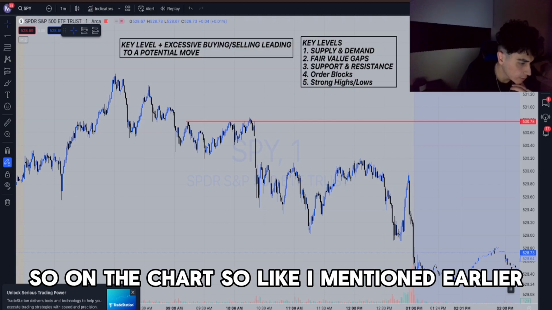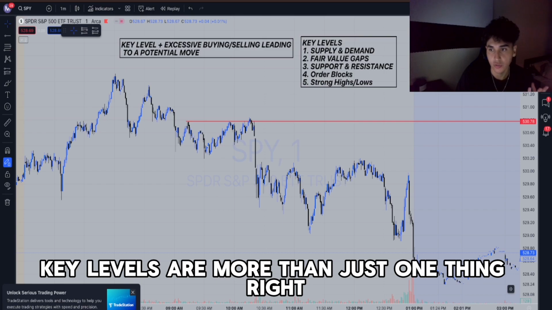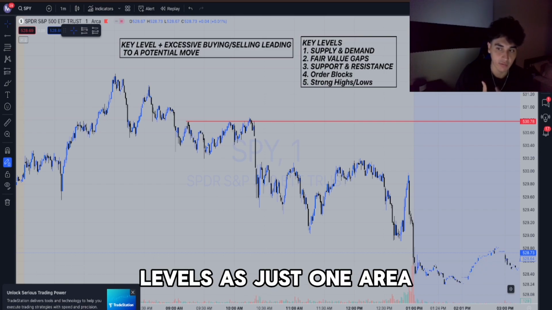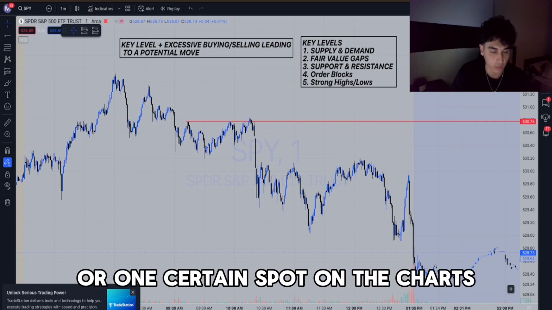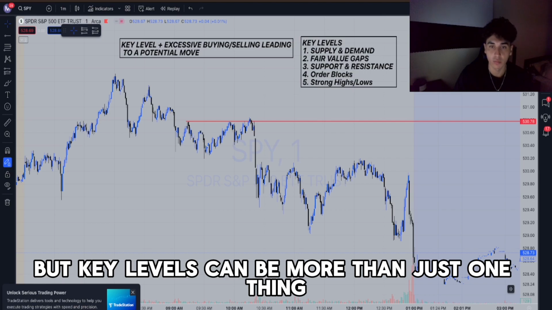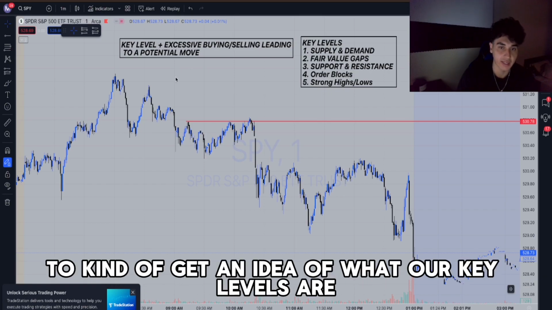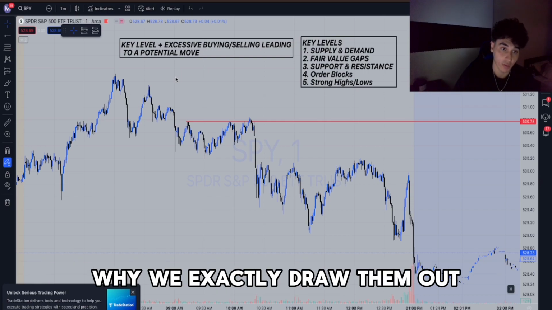So like I mentioned earlier, key levels are more than just one thing, right? Some people probably think of key levels as just one area or one certain spot on the charts, but key levels can be more than just one thing. And to start it out, I put first that right here, just for you guys to get an idea of what our key levels are, why we exactly draw them out.